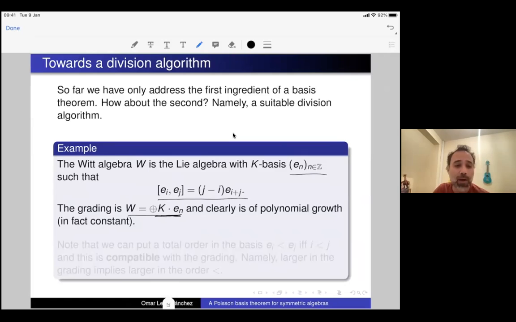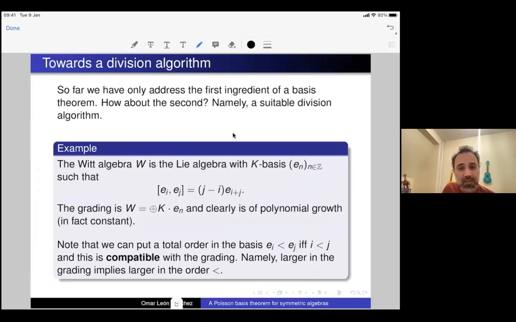Furthermore, we can put a total order on the basis just by saying this. And this is compatible with the grading in the sense that if something is larger in the grading, then it's also larger in the order. Okay, it's compatible with the given grading. So in this example, we have a grading and we have a basis, these e_i's, and we can put an order on the basis.